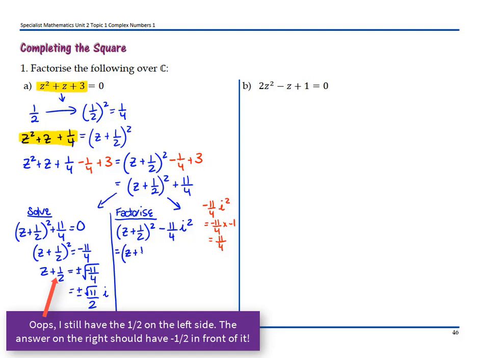So I've got z plus 1 over 2 plus the square root of 11 over 2i, and z plus a half minus the square root of 11 over 2i.